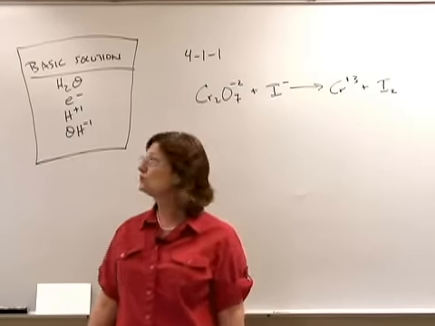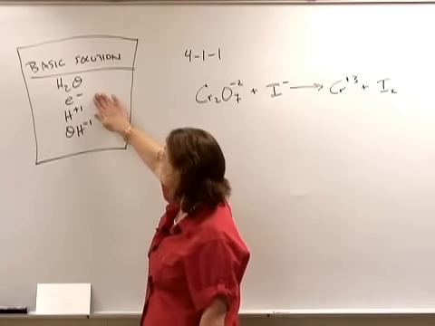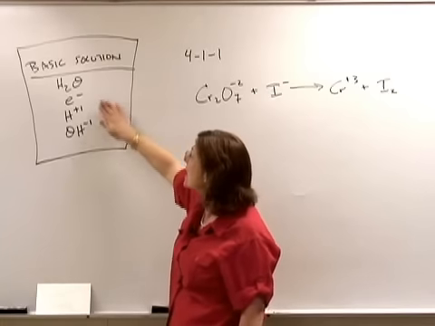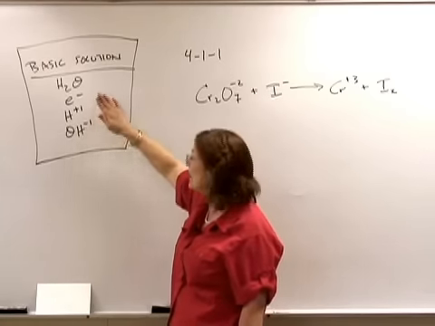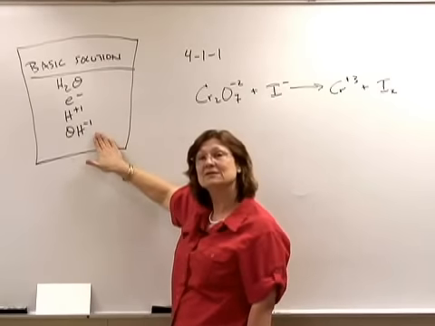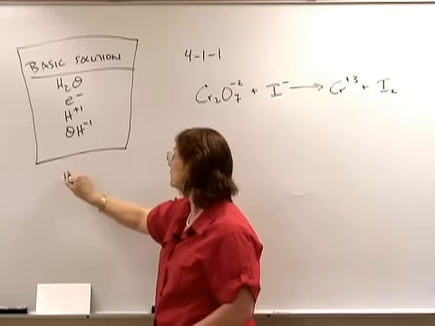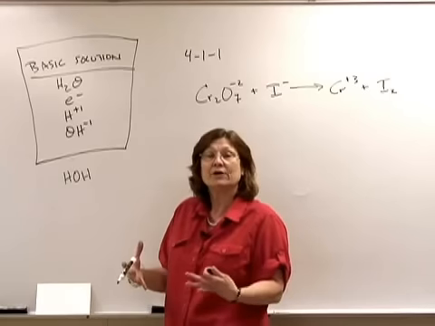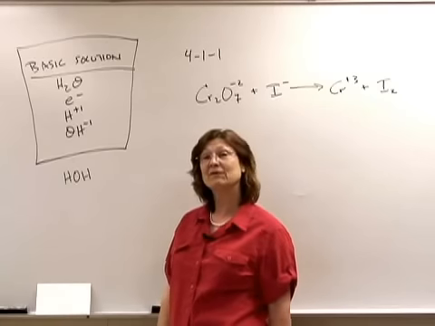Well, in basic solution, we are only allowed to add these things: water, electrons, hydrogen ions, and hydroxide ions. Hydrogen ions are what make a solution acidic, when it has more hydrogen ions than hydroxide ions. And hydroxide ions make something basic. And you'll notice when we write water, we have both hydrogen and hydroxide ions in the water. However, we know that water is a non-electrolyte up to this point in what we have learned.